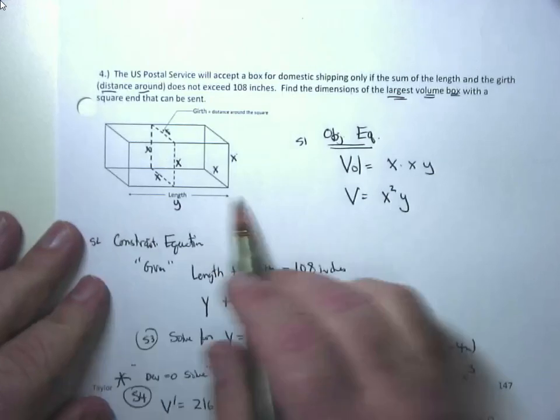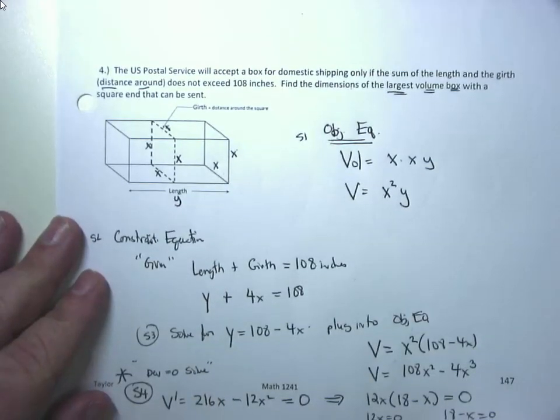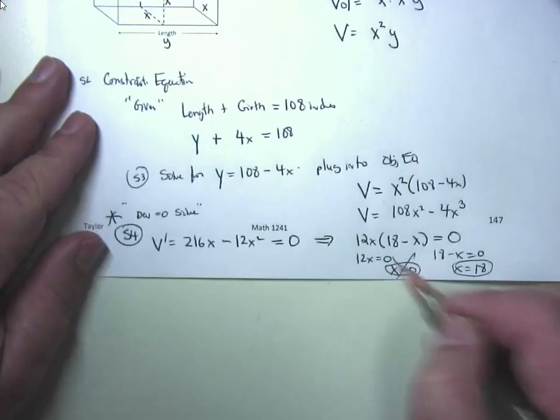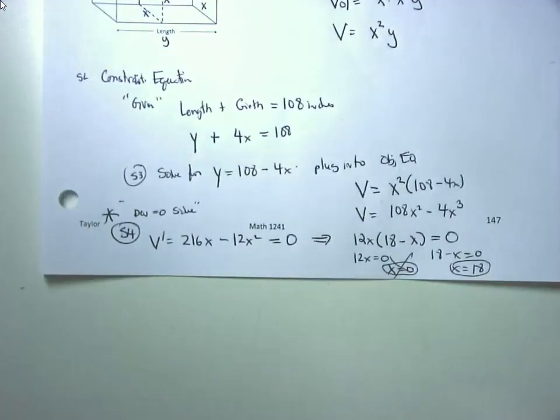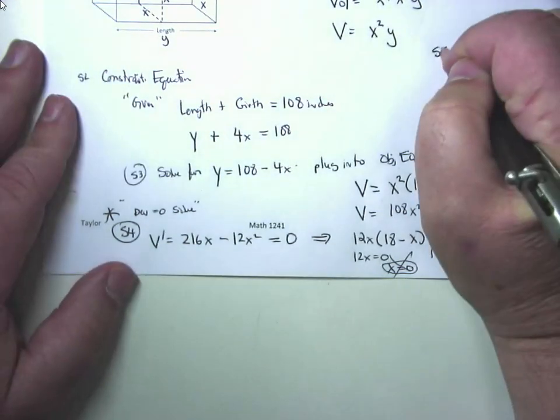Basically, remember this is x. I can have all length and no girth, and I can ship that. What is that, a rod going through the post office or something like that? So I'm not going to mail that. So x equals 0 would obviously minimize the volume. I would actually have no volume if I had all length and no width, if you will. Does that make sense? So what's the answer? 18.